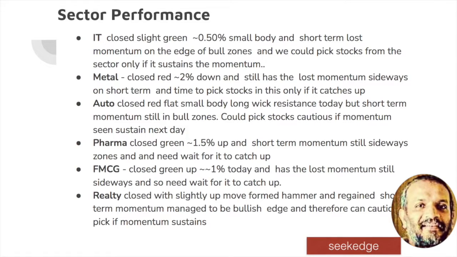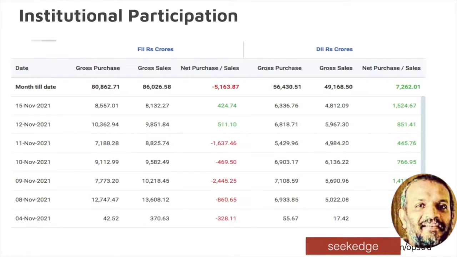Pharma closed green 1.5%, but sideways momentum, so wait for more time. FMCG closed 1% green today, but momentum is still sideways and could slip. Realty also closed slightly up, formed a hammer, and the momentum is on the edge. If it does not slip further down, then you can think about picking up stocks in this. So IT, auto, and realty are the three sectors which can be thought of for long positions if the momentum sustains. The rest, metal, pharma, and FMCG, are sideways.